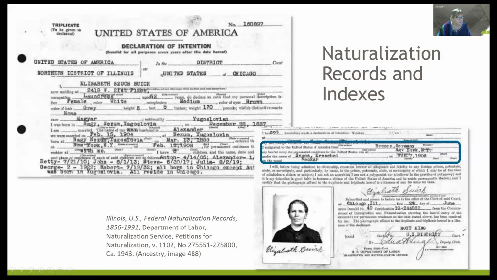And then over here, we've got when she arrived. She sailed out of Bremen, arrived in New York on the Neckar in 1908. So a lot of information. Now you can use that information to go after a passenger list. So a lot of details in here are a launching pad to other records.